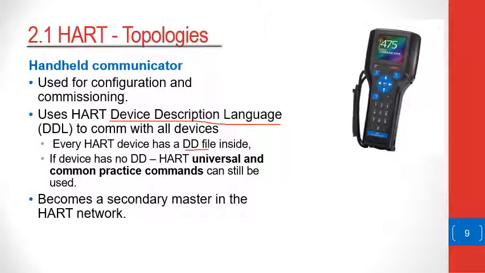So if the device has no device description file, then the communication can simply use universal commands, which should be known by all of the devices, or common practice commands, which should be known by most of the devices. So these devices, as initially stated, can be a secondary master during the time when the network is being configured.